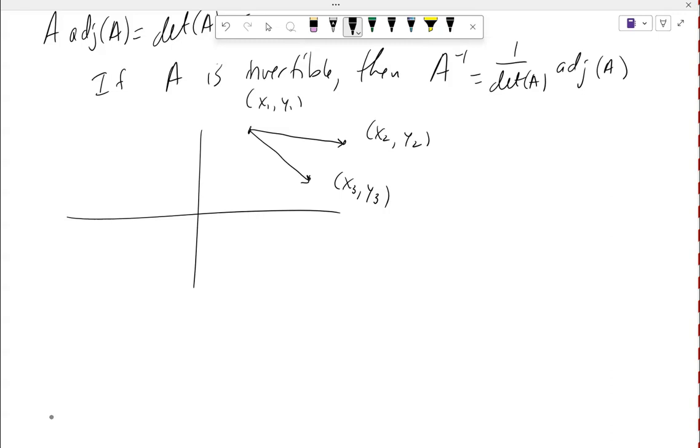If this is, I'll label it as V1 and label this as V2, what would be your components for V1? How do you find your components when you have from x1, y1 to x2, y2? Yeah, you subtract them, right? You would have x2 minus x1 for your x coordinate and y2 minus y1 for your y coordinate. You agree with that?